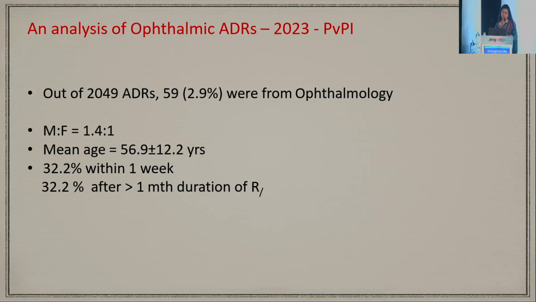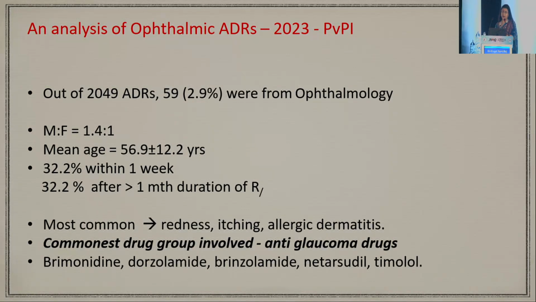Males more commonly affected, elderly more commonly affected. Presentation very variable. The most common ADR was redness, itching, and allergic dermatitis. And the commonest ophthalmic drug group which was involved was anti-glaucoma drugs. And of these, brimonidine being the most notorious, followed by the topical CAIs, netarsudil, and then timolol.